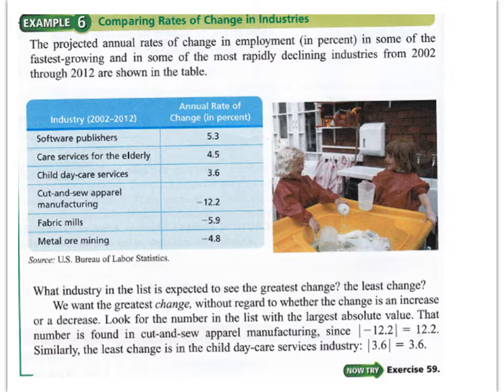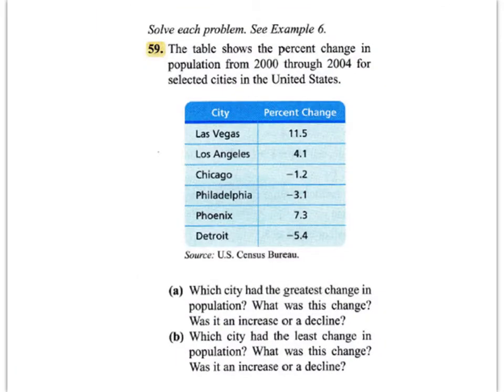Here we're looking at projected annual rates of change, and they basically ask which of these is expected to see the greatest change and the least change. Well, when you're talking greatest and least change, it doesn't matter whether it's going up or down. So greatest change would be the cut and sew apparel manufacturing. So even though that's a negative, it's still the greatest amount of change that we have. And again, if you want to pause and take a little more time to read, that's fine.